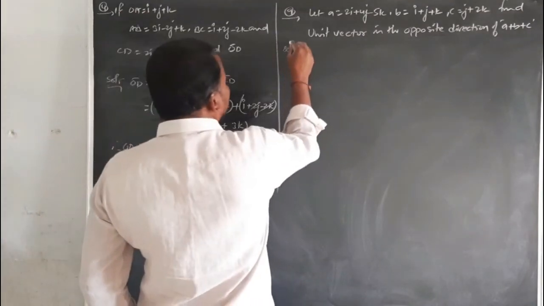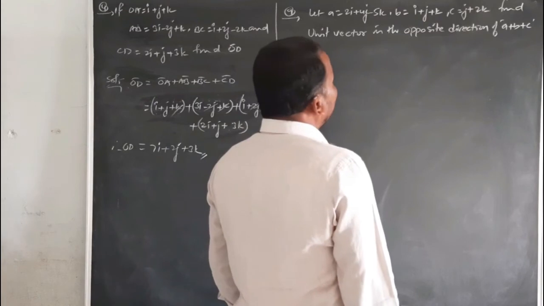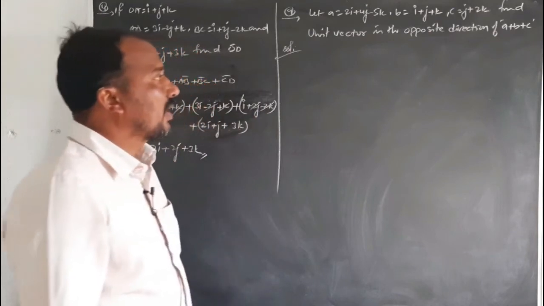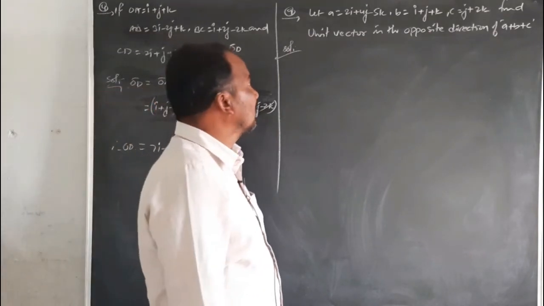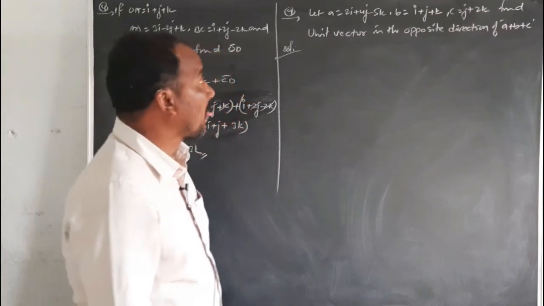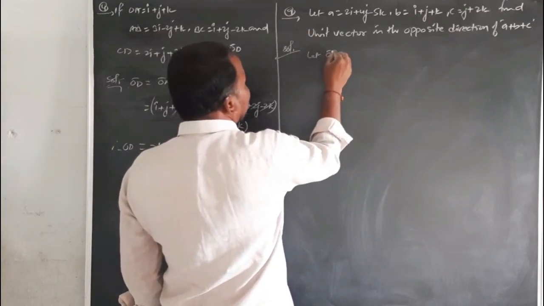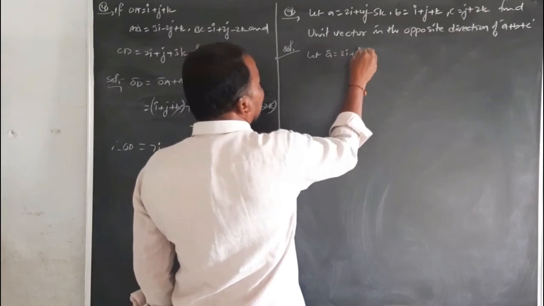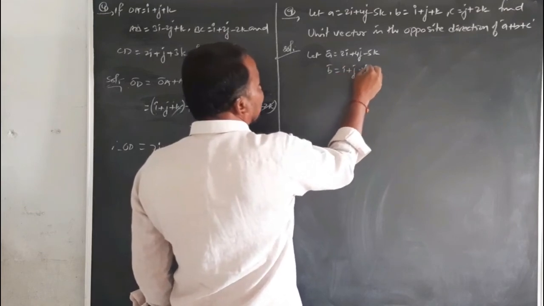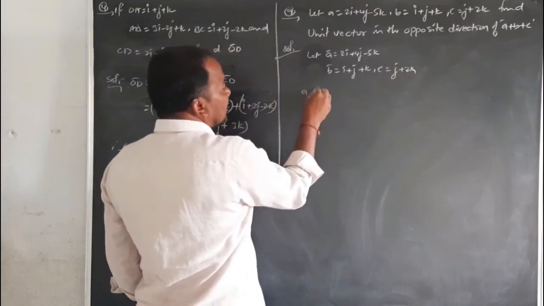Next, ninth problem. Let A equal 2i plus 4j minus 5k, B equal i plus j plus k, C equal j plus 2k. Find the unit vector in the opposite direction of A plus B plus C. First, given vectors A equals 2i plus 4j minus 5k, B equals i plus j plus k, C equals j plus 2k. Find A plus B plus C.